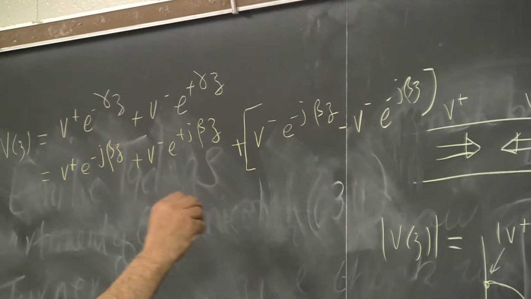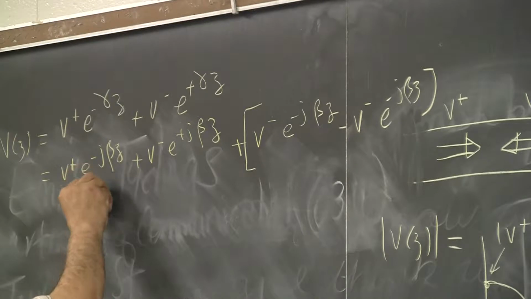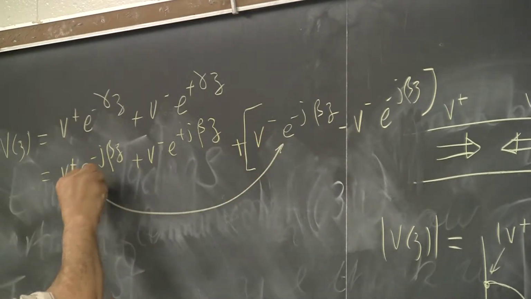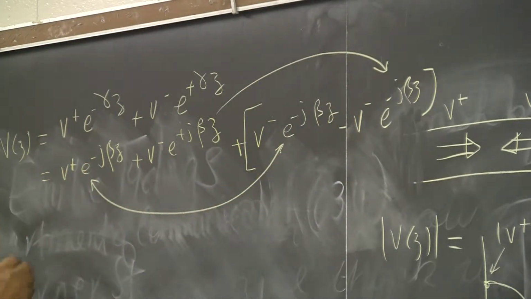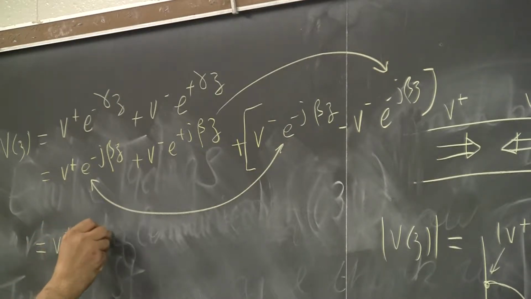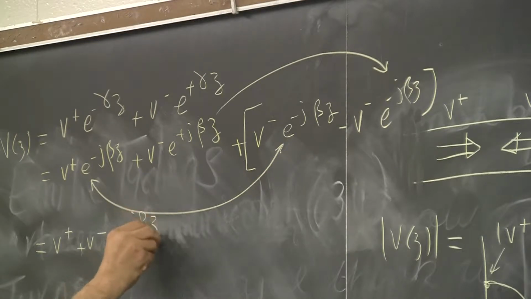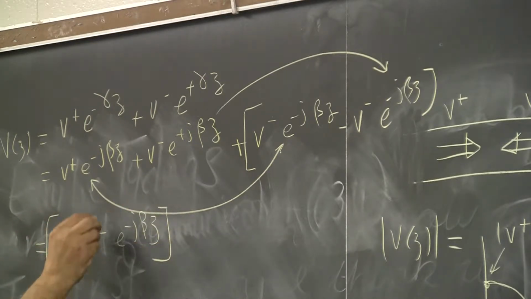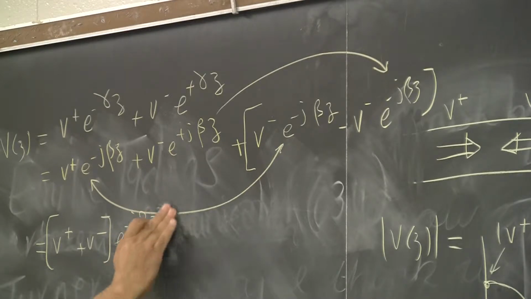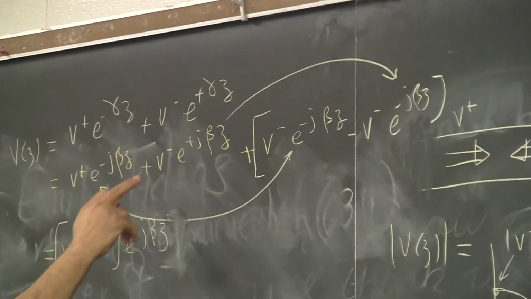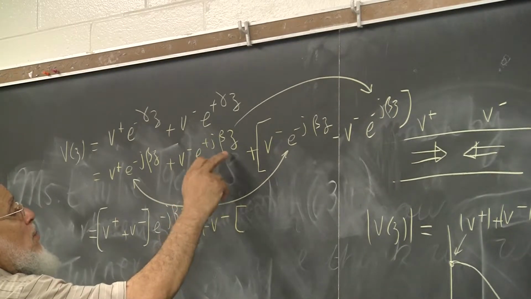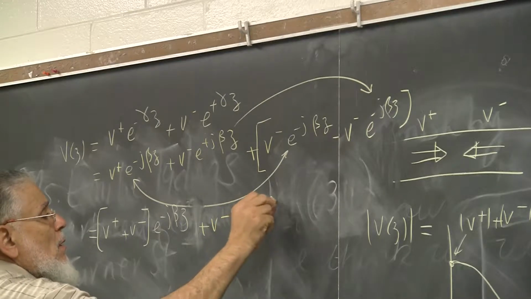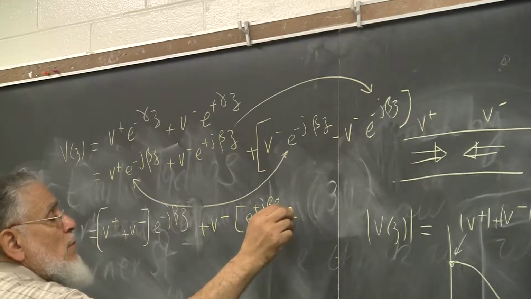Now I combine these two together, and combine these two together. So you end up with v plus, v minus e to the minus j beta z. I'm sorry, like that. And then you have a v minus, and then you have e to the plus j beta z plus or minus e to the minus j beta z.